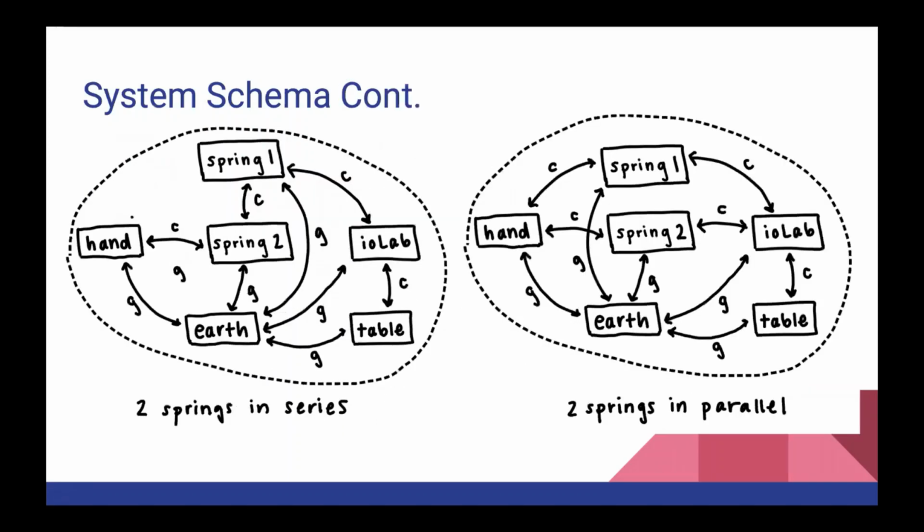Here we have system schema for 2 springs in series and 2 in parallel. In series, there are now contact forces between the spring 1 and the table, the 2 springs together, and then the spring 2 in the hand. In parallel, we have both springs have contact to the IOLab and both springs have contact to the hand.